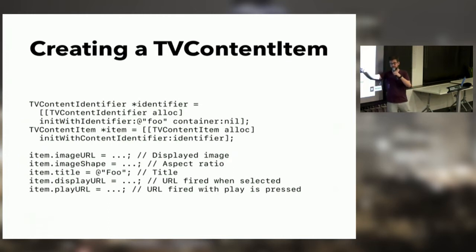But then you construct a TV content item with them, and then there's a bunch of properties you can set which configure how they're displayed. So first thing is you can set up an image URL, which has to be a remote image URL. You can't specify a local image, which is a bit unfortunate. But that is basically the image that will be displayed in the top shelf.